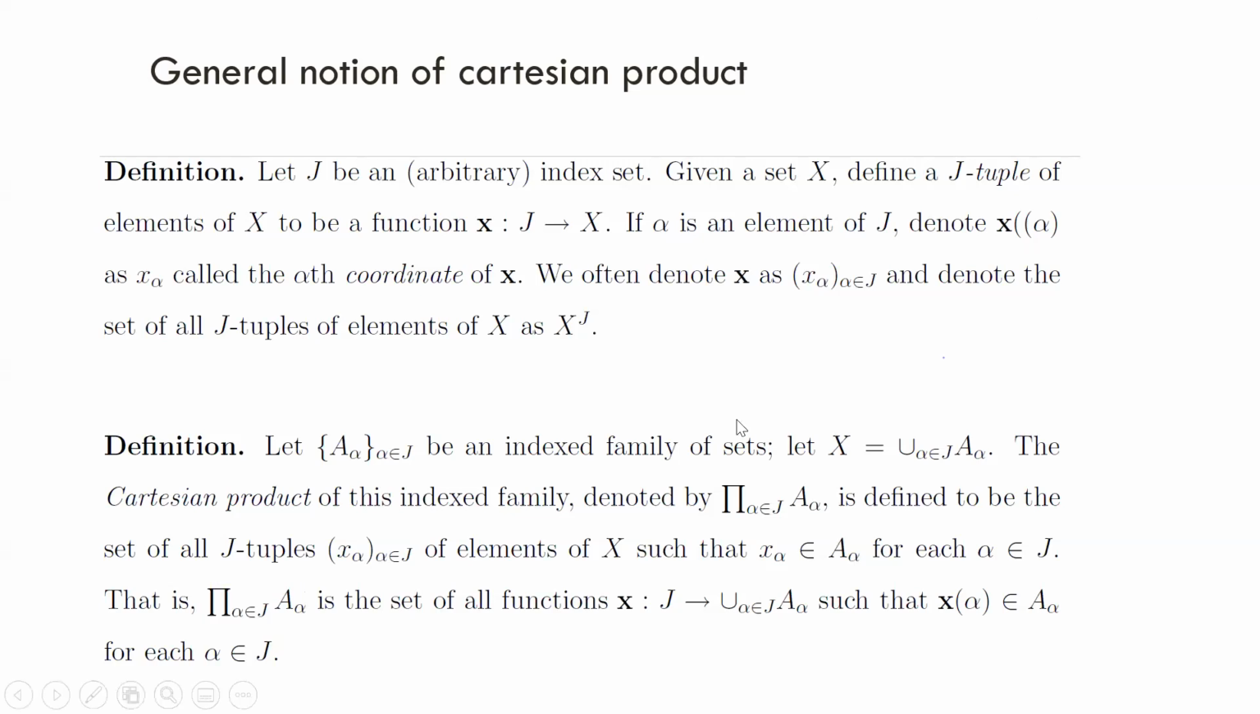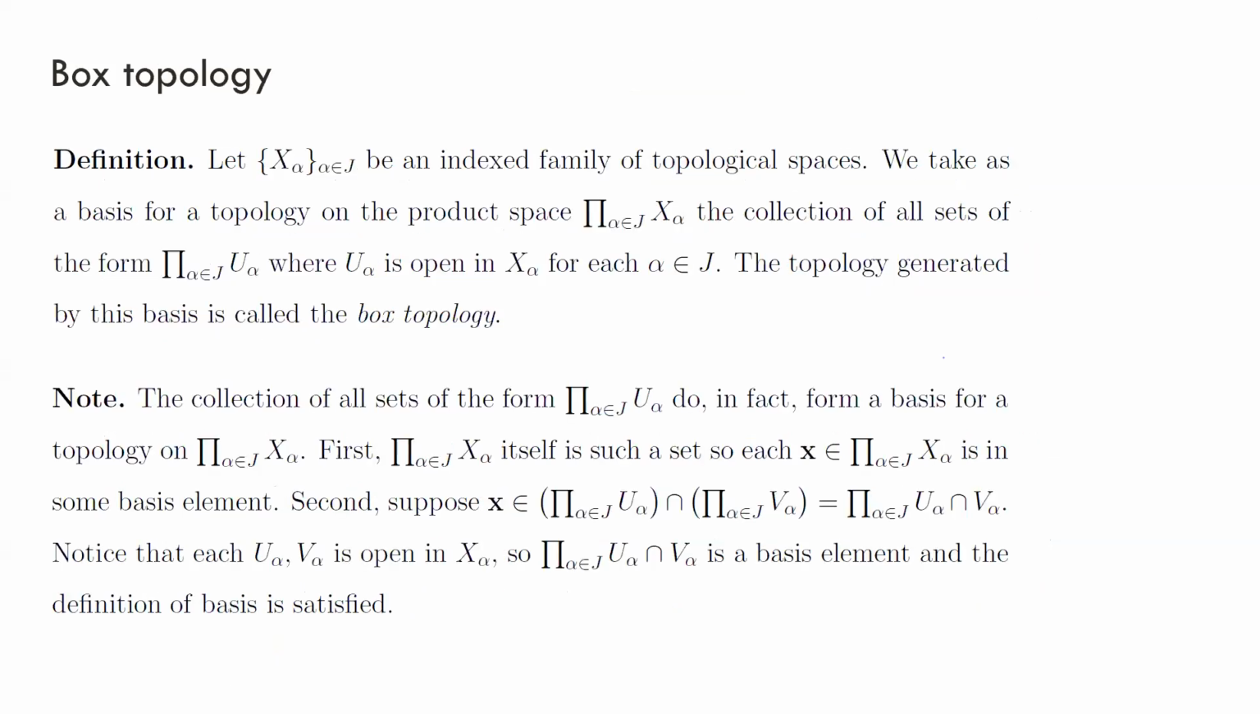Wait, what happened? Okay, so the definition of the box topology is basically where we find an open set U alpha in every X alpha for alpha in J. And then the topology generated by the basis is called the box topology. And first we need to verify whether it's a topology or not.